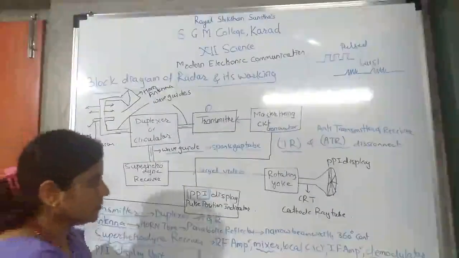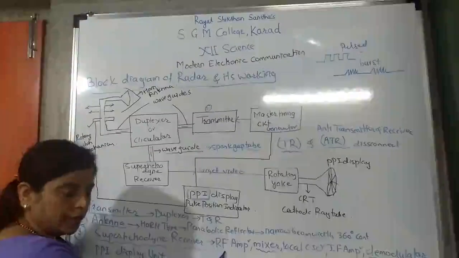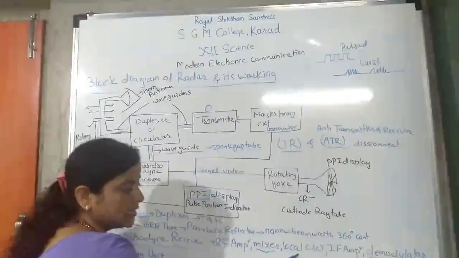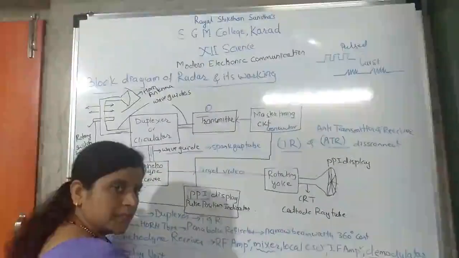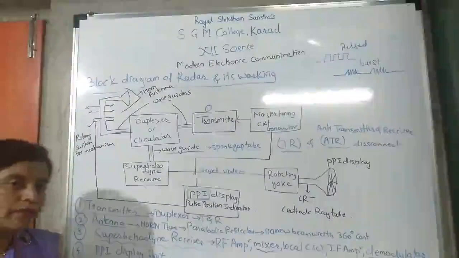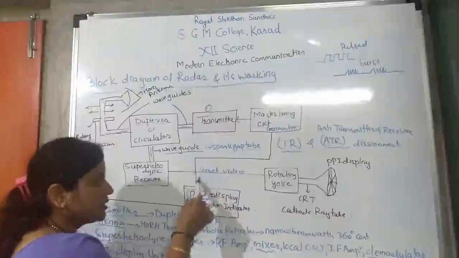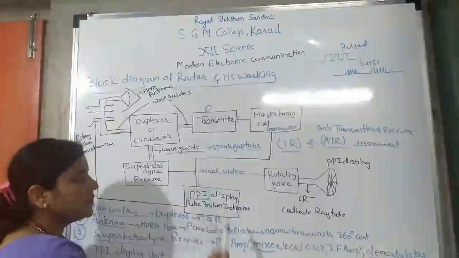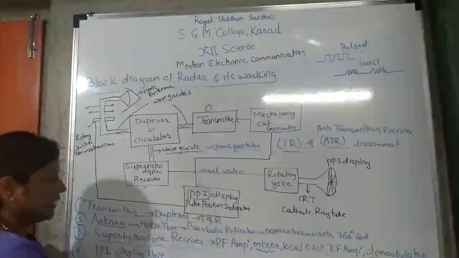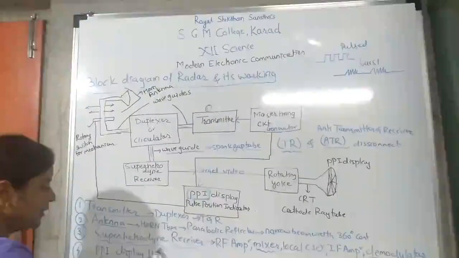So this super heterodyne receiver circuit has radio frequency amplifier, mixer oscillator circuit, IF amplifier, intermediate frequency amplifier, and demodulator, and the output of the demodulator is given to the target video, which is used for display. So last is what? PPI display unit. PPI means what? Pulse position indicator.